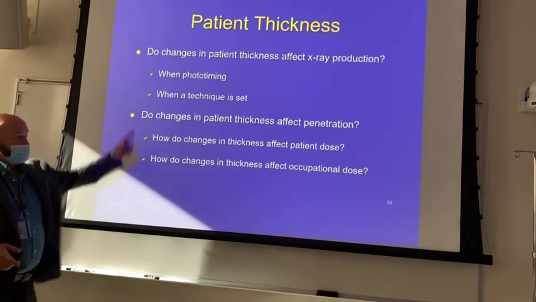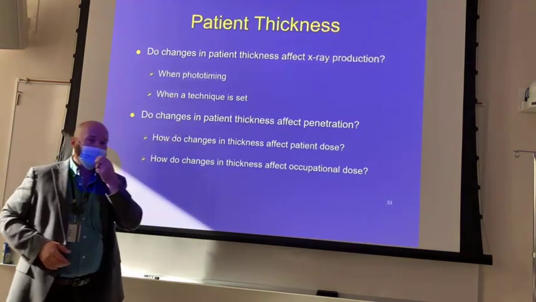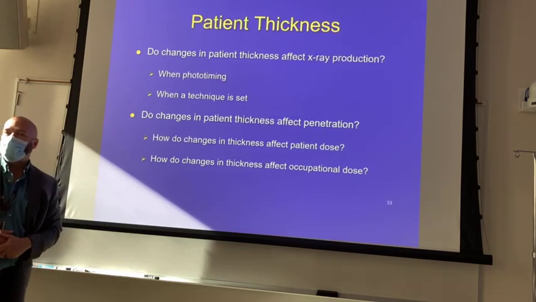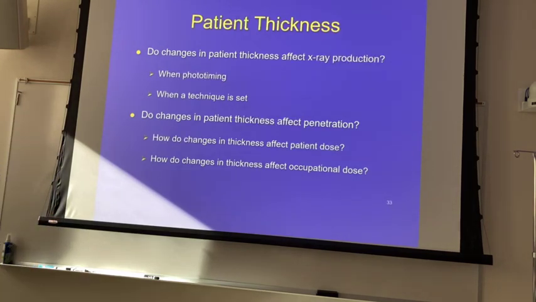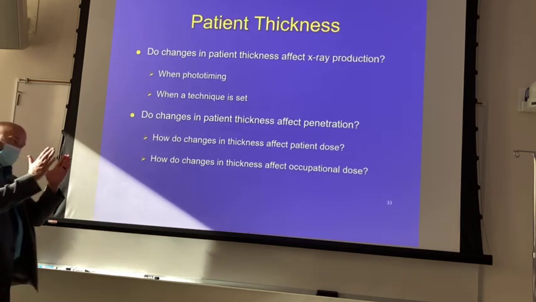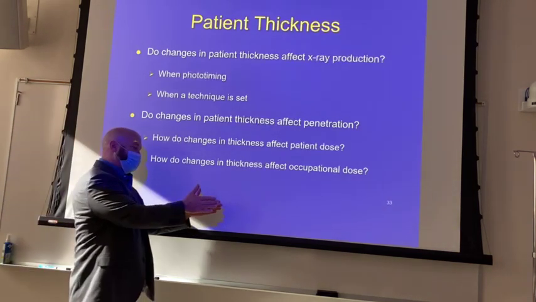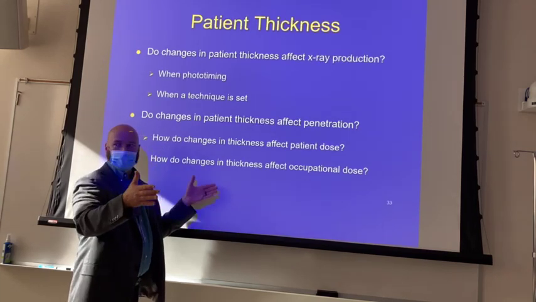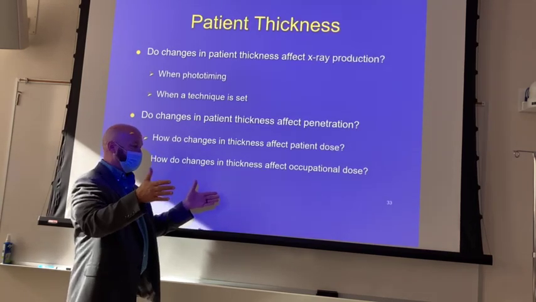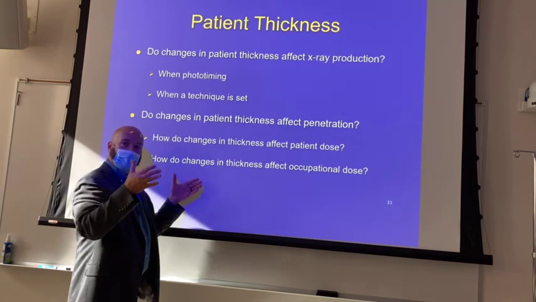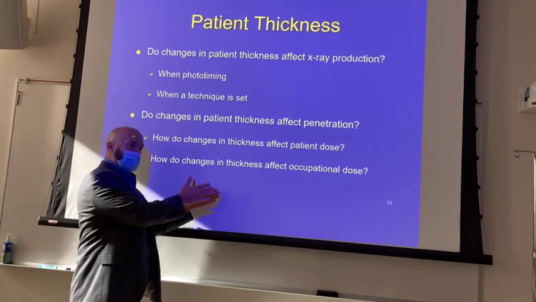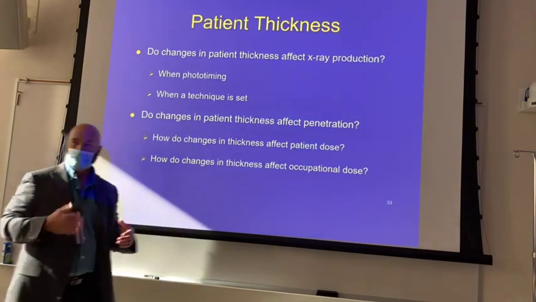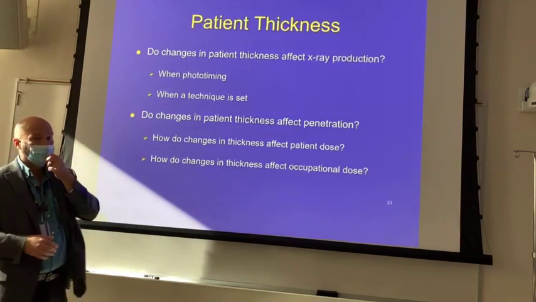But that's when you have a set technique. What if you're phototiming? How do the phototimers work? They count the number of photons. So you've got a patient that's this big and you're doing a chest X-ray on them, you've got a pediatric patient, and you've got one of these corn-fed bubbas that we've got wandering around East Texas. What's going to happen when you change the patient size if you do nothing to your machine and you're phototiming?